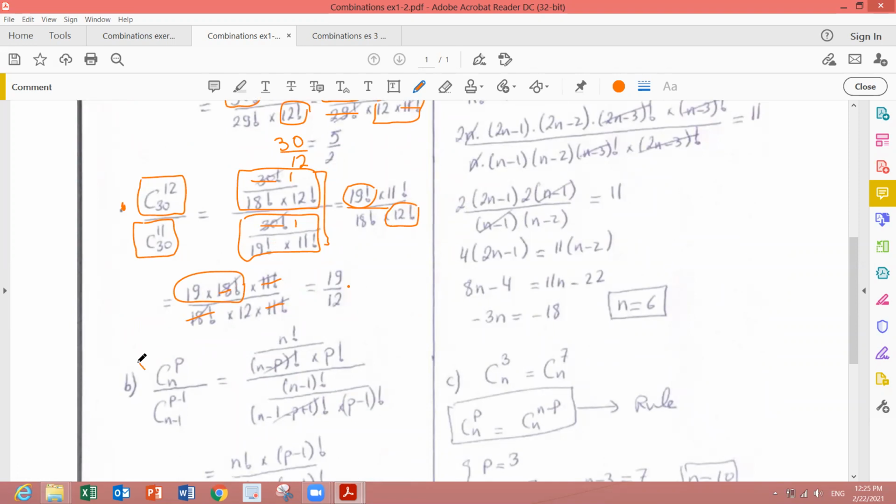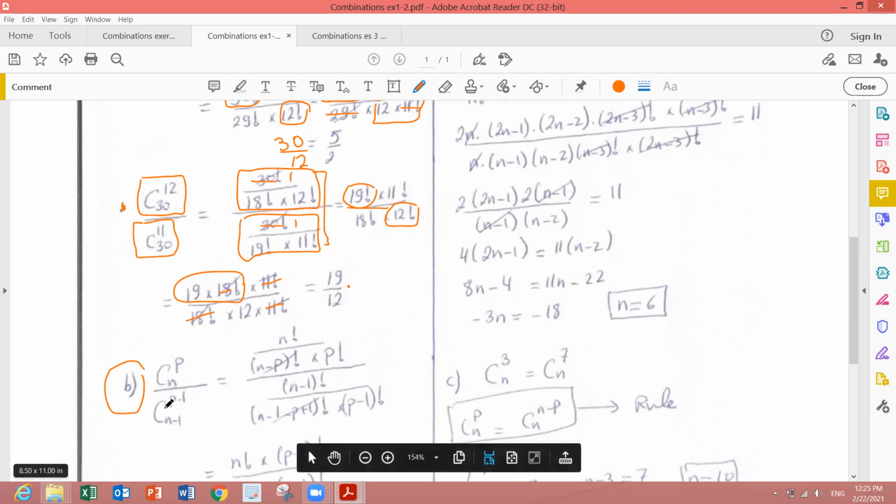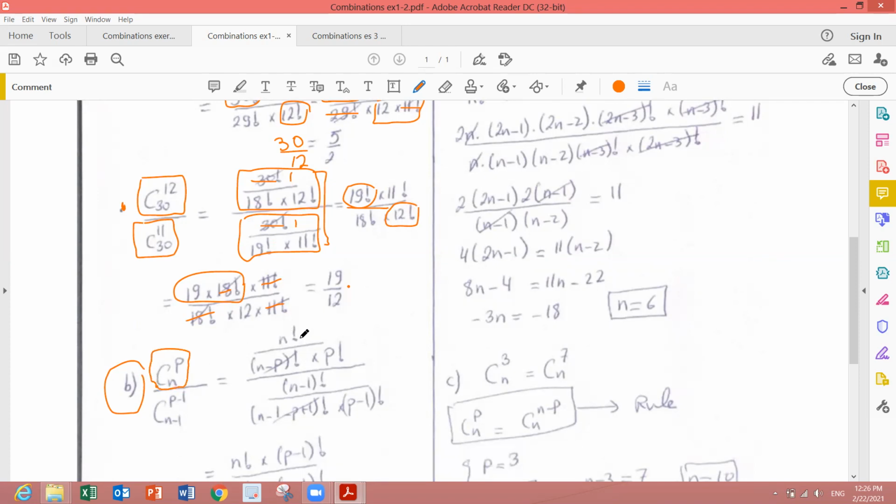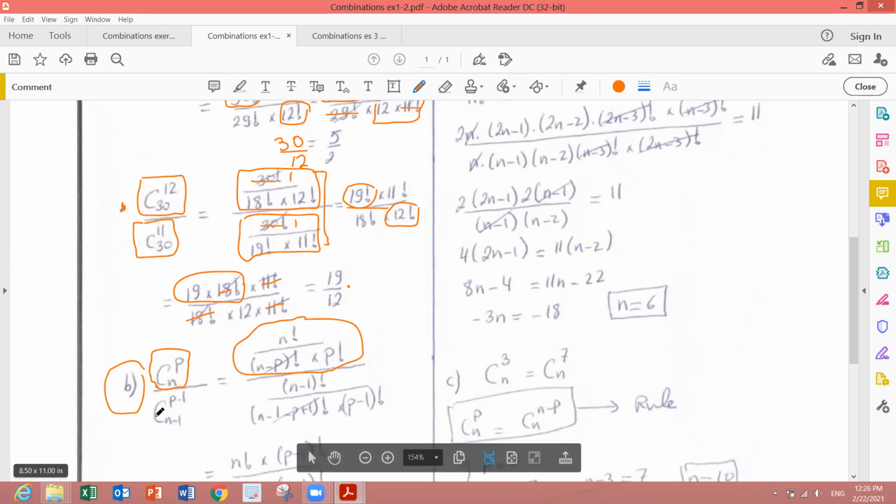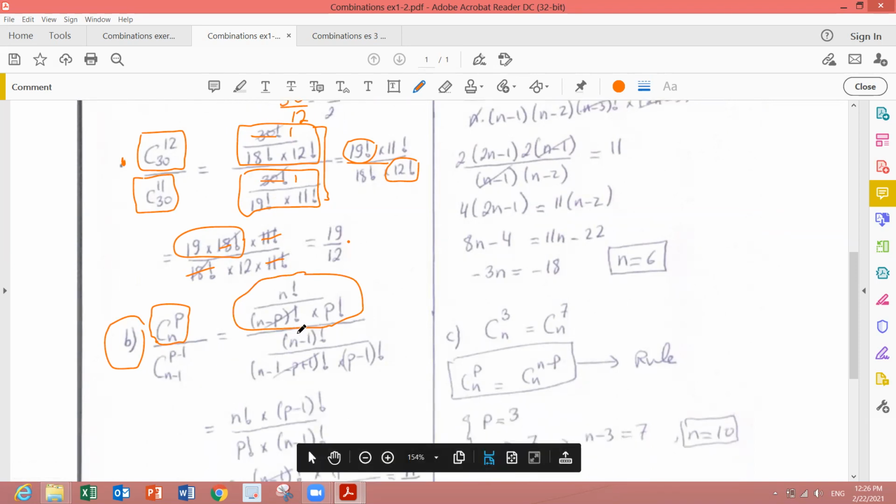Part B. N choose P over N minus 1 choose P minus 1. The numerator will be N factorial over N minus P factorial times P factorial. هذا numerator. Denominator is N minus 1 factorial.